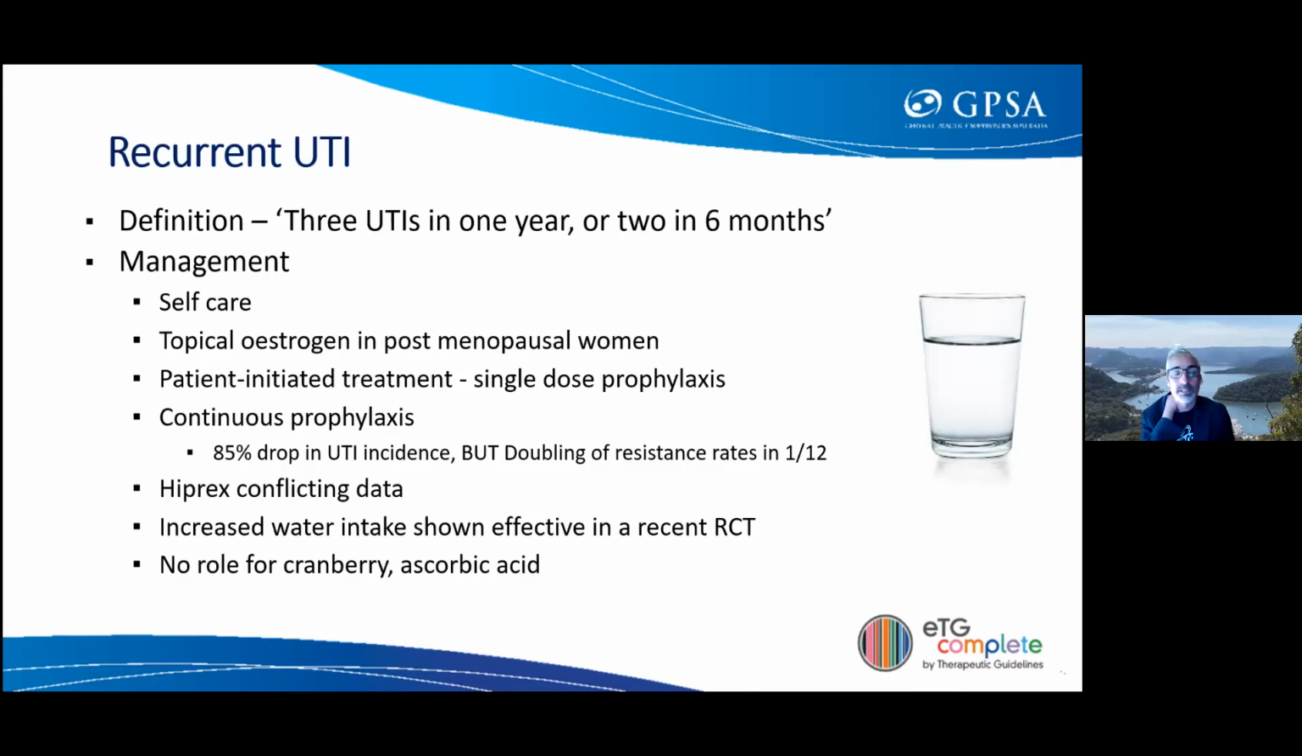Antibiotic prophylaxis, there's single-dose prophylaxis, and most commonly post-coital. In young women who seem to get a UTI every time they have sex or sometimes after sex. That's anecdotally quite effective. They just take a single dose of trimethoprim, for example, post-coitally, and that works. And then there's continuous prophylaxis that Simon was referring to.